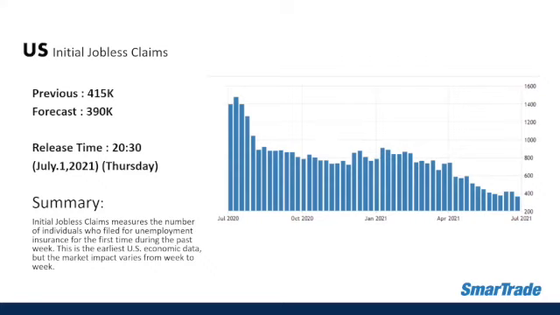And one of the key data last night is the weekly initial jobless claims for US. Previous data is 415K and forecasted at 390K. And the release time yesterday, 8:30 p.m. And the weekly initial jobless claims for US was 364K. So higher than the forecasted, and it beats the previous data.